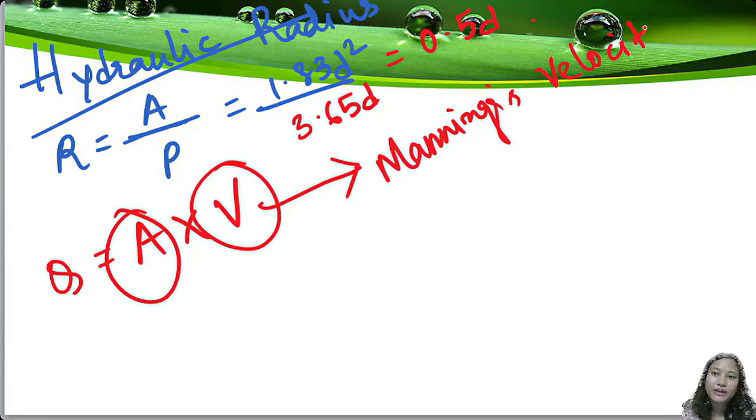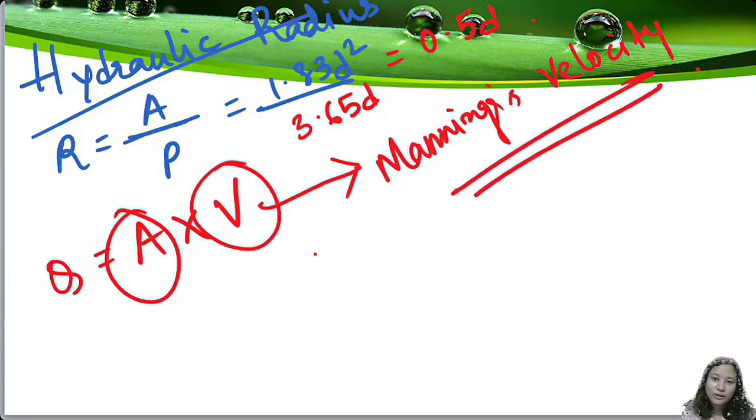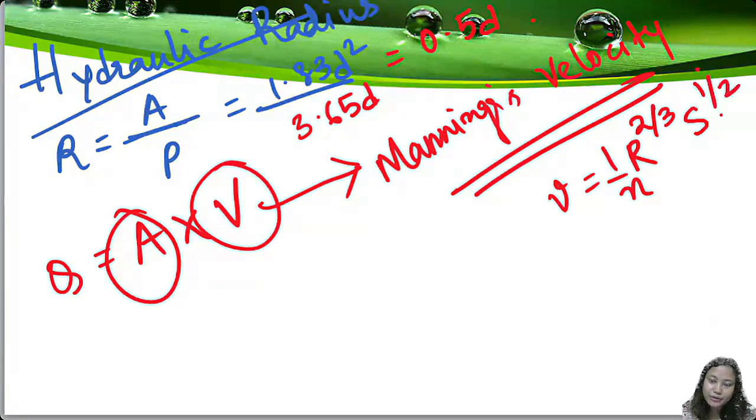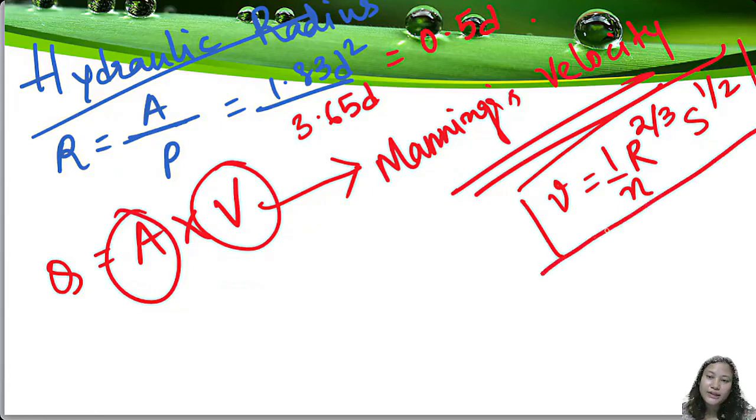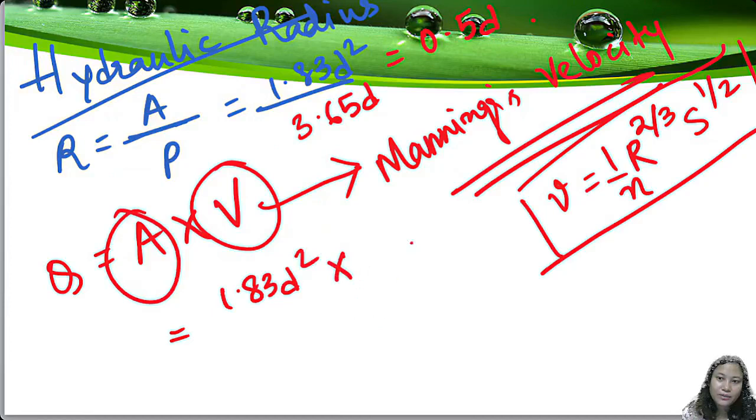Manning's velocity is given by, now comes the ultimate formula, V is equal to 1 by n, R to the power 2 by 3 into S to the power 1 by 2, or root S. Kindly always remember this formula. So the area we got is 1.83d square, into V, which is how much?